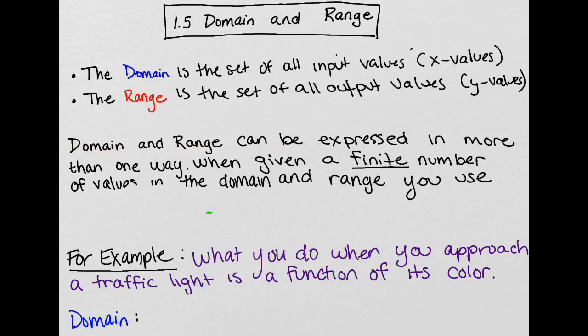The domain and the range can be expressed in more than one way. So when we're given a finite number of values in the domain and range, what we're going to use is something called roster form, which is just a comma-separated list. If you're not sure what finite means, it's essentially the opposite of infinite. There are a countable number of items in the set.